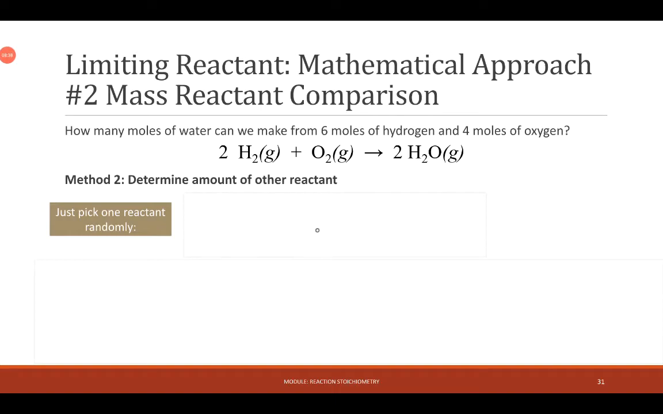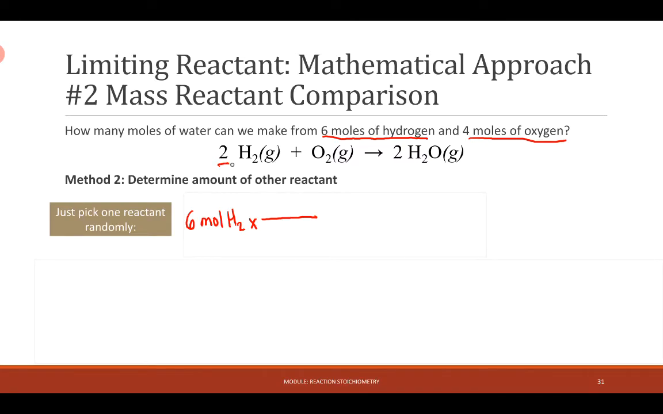In this method, we're going to instead be comparing how much of one reactant we need to calculate the other reactant, so that we'll know whether we have any left over or not. So we're going to first calculate how many moles of oxygen gas we would need to react with all this hydrogen. And then we'll compare it to how much we actually have. So we just have to pick one of our reactants randomly. So I'm going to start with 6 moles of hydrogen gas and ask myself, how much oxygen would I need to react with this?